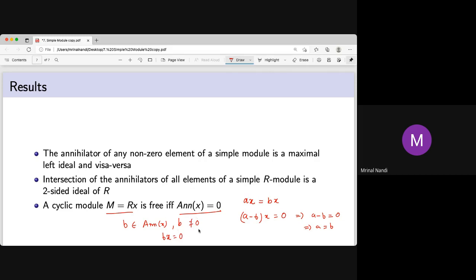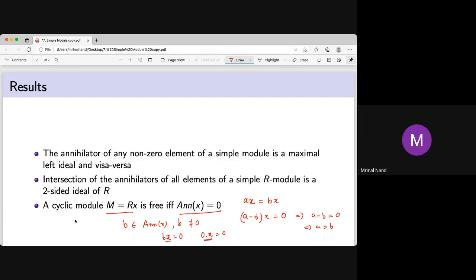Now bx equal to 0, and 0 can be written as 0 into x. That means 0 has two different representations: as bx where b is not equal to 0, as well as 0 into x. Two different representations, so it is not unique. So this x has no basis, so this x is not a basis.